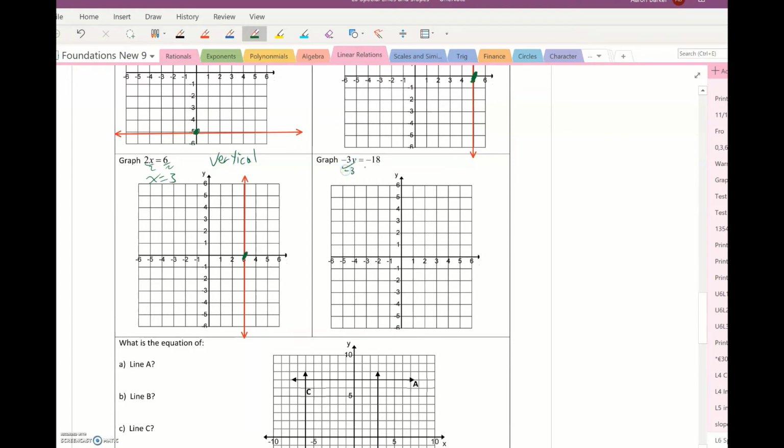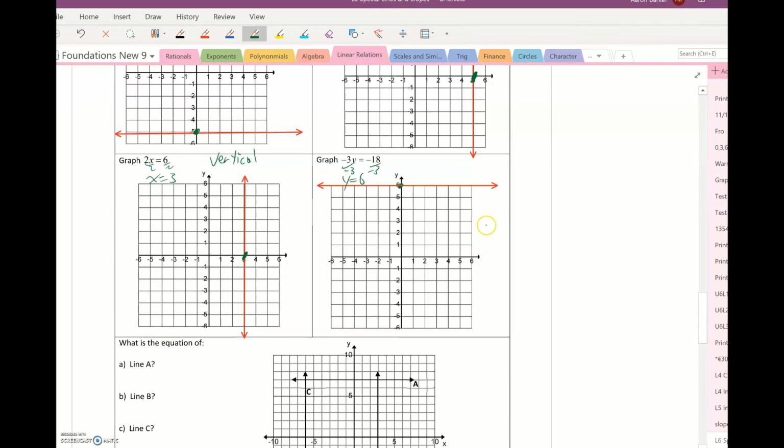So divide by -3, and so you get y equals positive 6. So here we go, there's positive 6, it crosses right there, and boom. Okay.